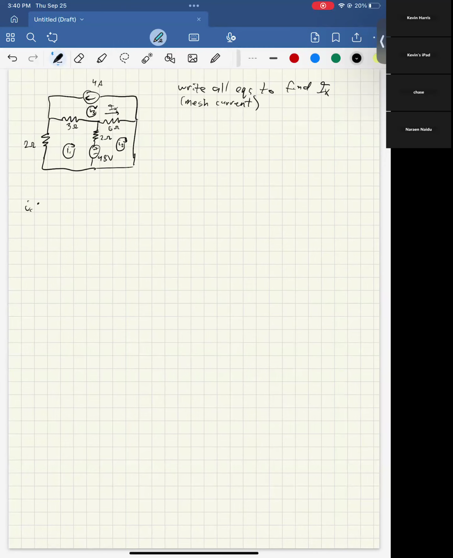So for I1, starting with that 2 ohm resistor, since that is just connected to that I1 loop, it's just going to be 2 times I1. The 3 ohm resistor, it's on the border of 2 of them, so it's going to be 3 times I1 minus I3. And then the 2 ohm resistor, it's 2 times I1 minus I2. And then that 48 volt source, since the voltage drop is in the direction of I1, it is positive here, so it's plus 48 volts equals 0.